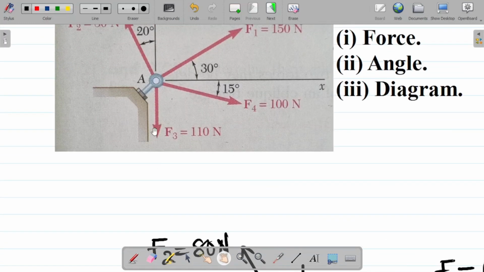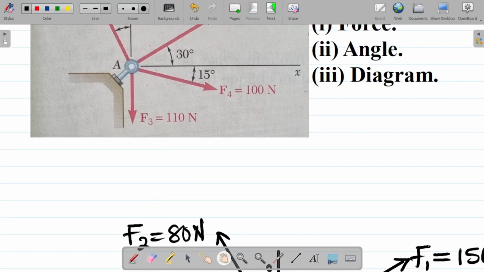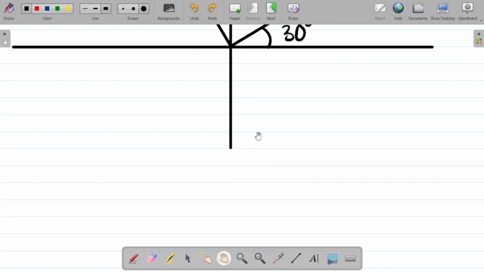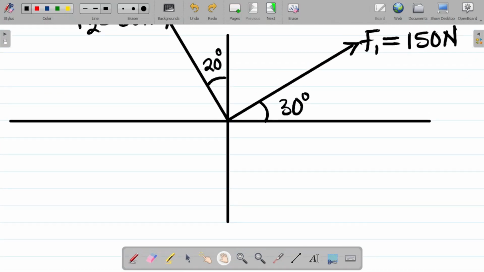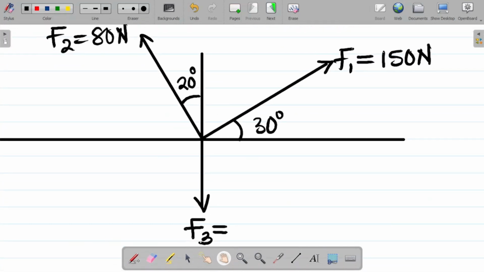The third one that we have is F3 lying perfectly vertical. So you can see F3 this way. It's lying perfectly vertical, so what that means is that I'll just come here, this line, and reduce the bits. So perfectly vertical is this one here. So this now becomes F3. The value there for F3 is equal to 110 Newton.